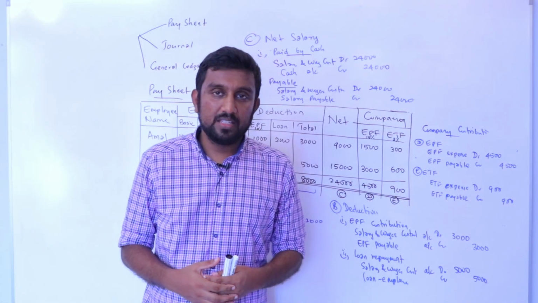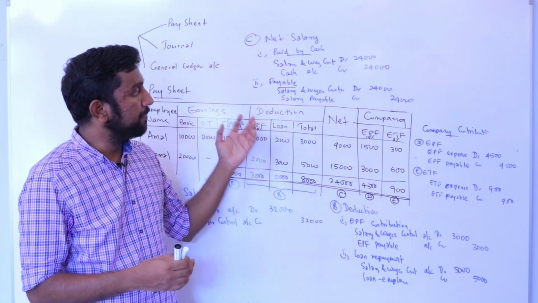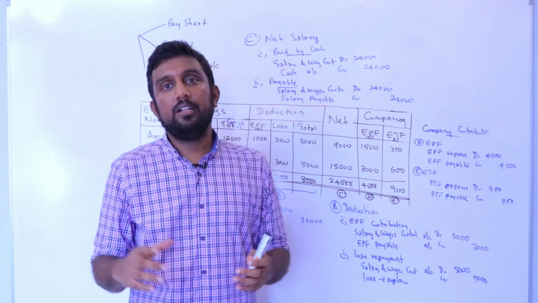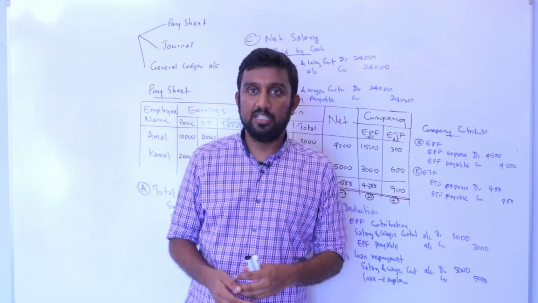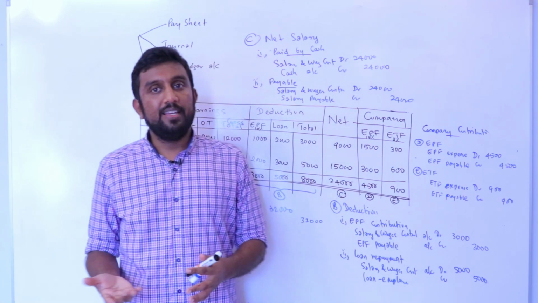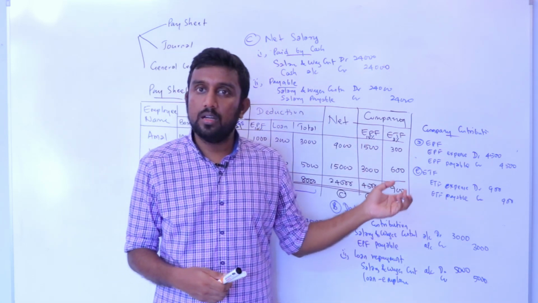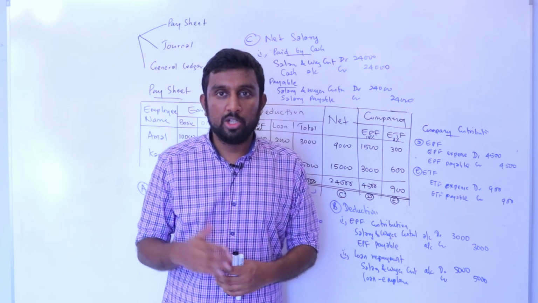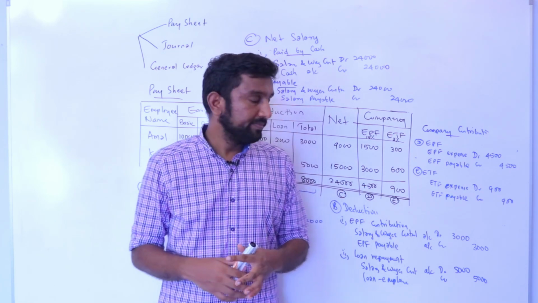So these are the transactions related to the pay sheet. But if we just go through and check the process flow, we do have another transaction which is F, which is actually the transfer of the EPF contribution and ETF contribution to the specific authority, right?